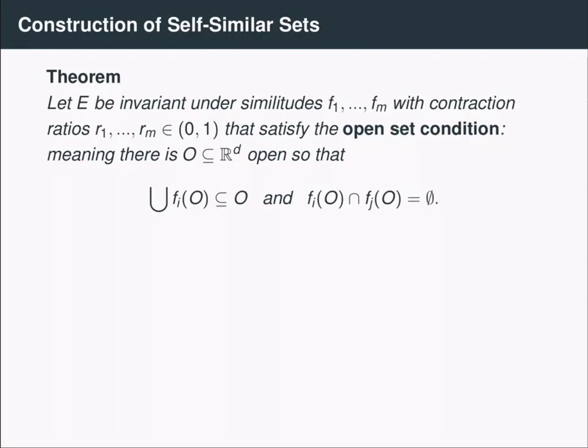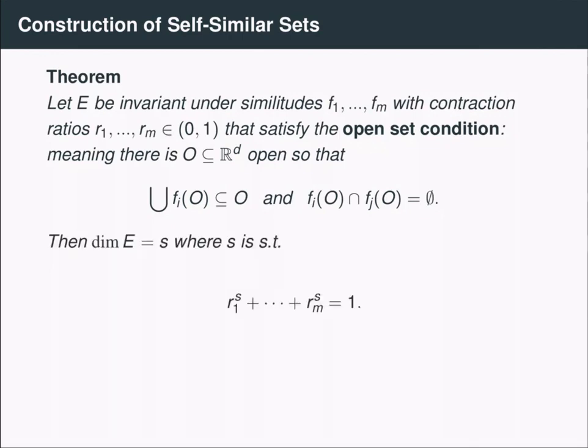We now come to the main result. So suppose we have a set E that is invariant under some contracting similitudes with contraction ratios r_1 to r_n. So recall that such a set exists by the previous theorem. Furthermore, we're going to assume that these maps satisfy the open set condition, meaning that there's some open set whose image under these maps is contained in itself, and the images are disjoint from each other.